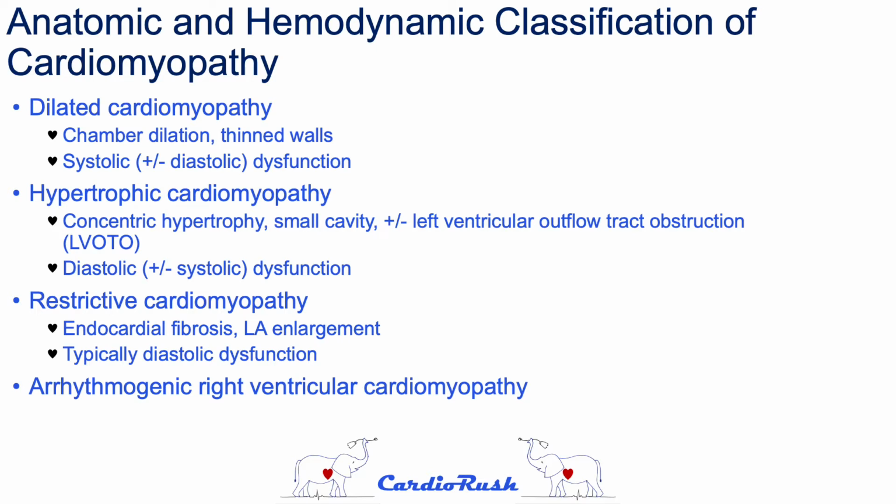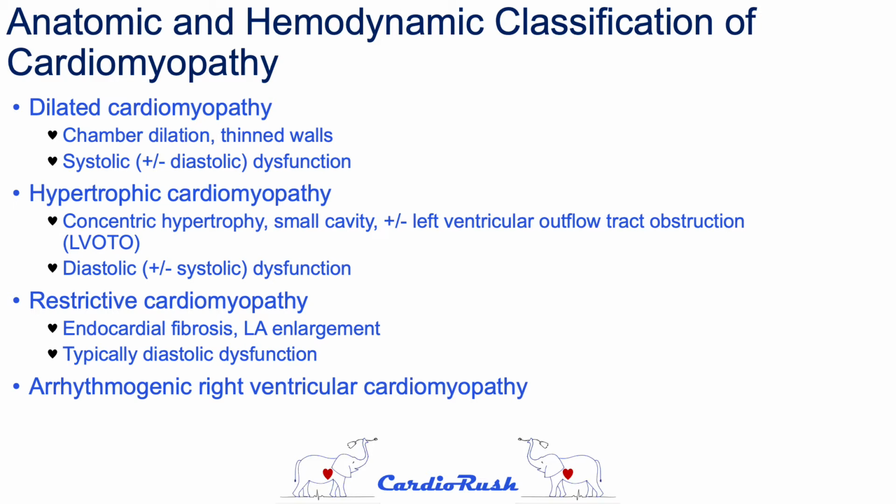Cardiomyopathy can be classified a variety of different ways depending on the anatomic structure or the hemodynamic changes that occur with cardiomyopathy. Here are four common forms of cardiomyopathy in veterinary medicine. The first is dilated cardiomyopathy, where there is chamber enlargement as well as thinned walls of the left ventricular myocardium, which can eventually affect all chambers of the heart. And classically with dilated cardiomyopathy, there is systolic dysfunction, although most animals that have congestive heart failure also have a component of diastolic dysfunction.